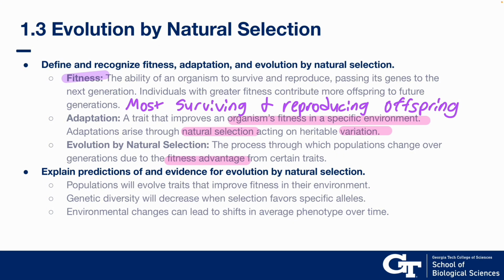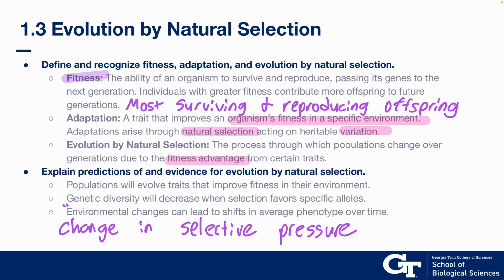And then environmental changes will change. Again, environmental changes is basically a way of saying change in selective pressures, because we know that natural selection is caused by some form of selective pressure, and so a change in the selective pressures or in the environment will change the average phenotype, which is the expression of traits.